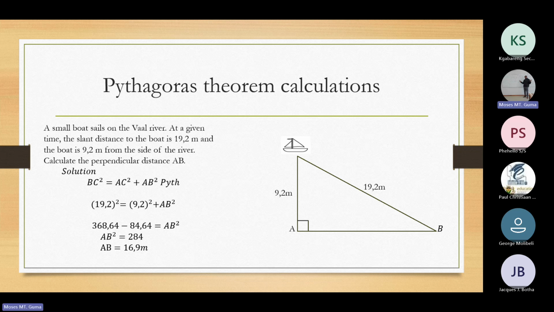Now, to determine AB, we have to do what? Take the square roots of both sides. The square root of AB squared is AB. The square root of 284 is 16,9 meters. That means from here to there, it is actually 16,9 meters. Okay?